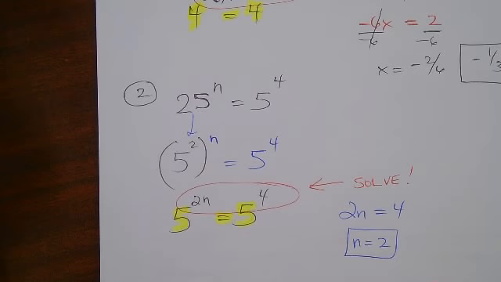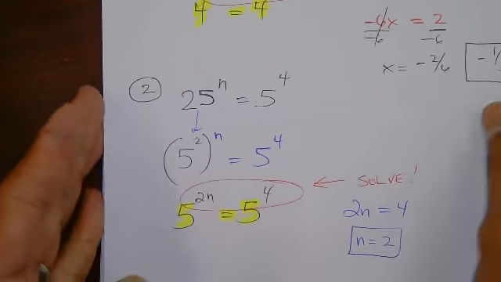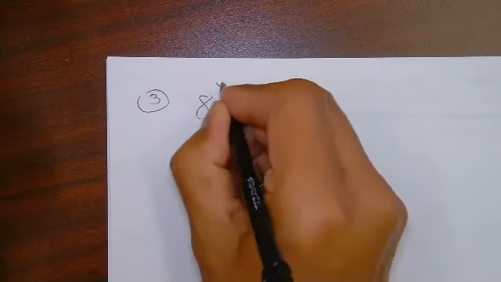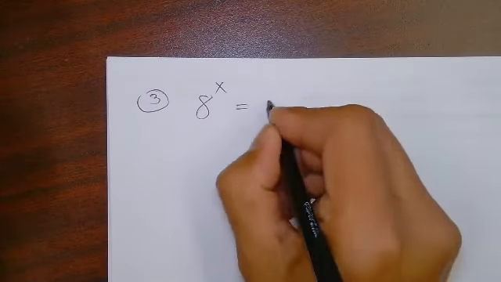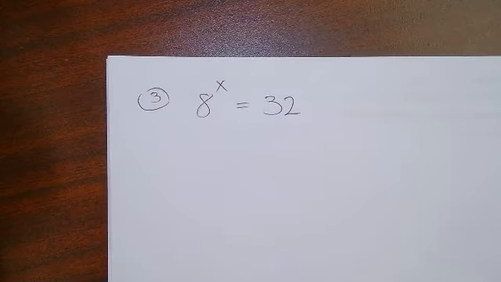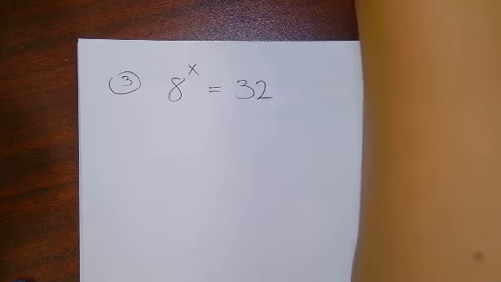Why did I put that one? Okay. That one of them might give you a hint. But here we go. Let's go back to the ones where neither of the two is going to be the common base. Number three. How about 8 to the power of x is equal to 32?